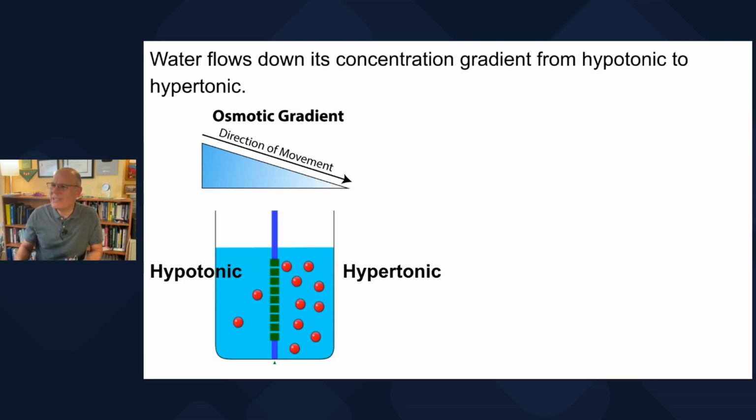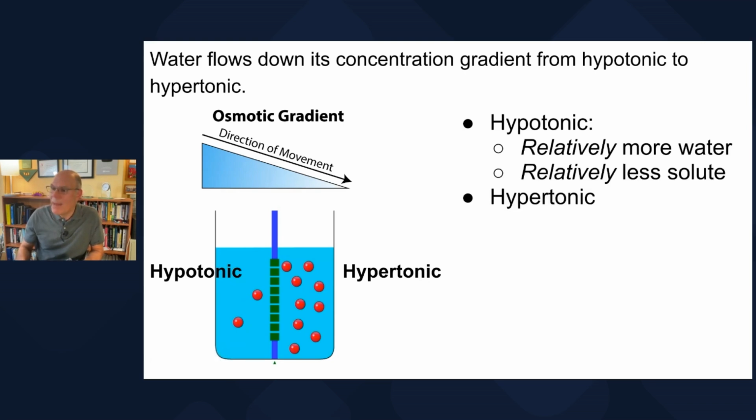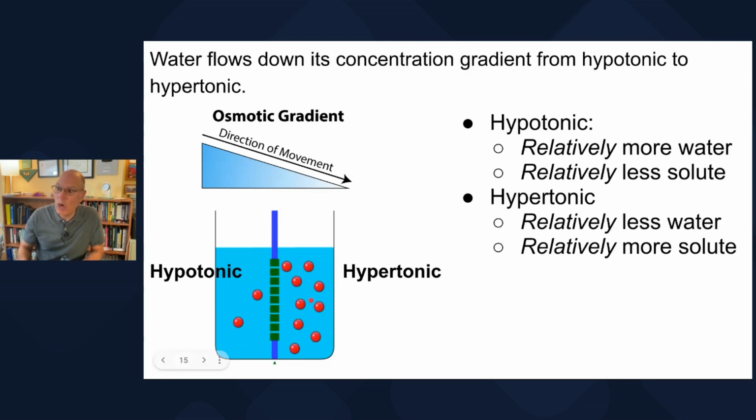Hypotonic. What does that mean? Hypotonic is a solution that has relatively more water. So this is the hypotonic side. It has relatively less solute. Hypertonic means that it has relatively less water and relatively more solute.